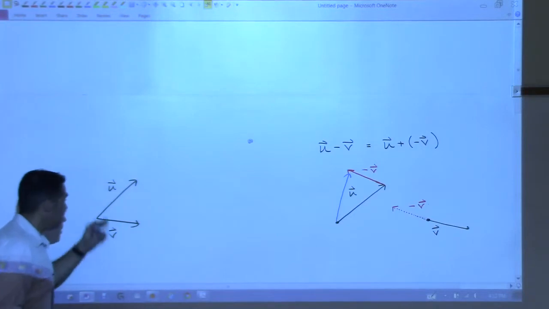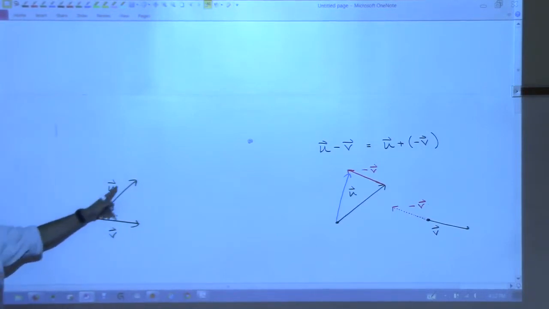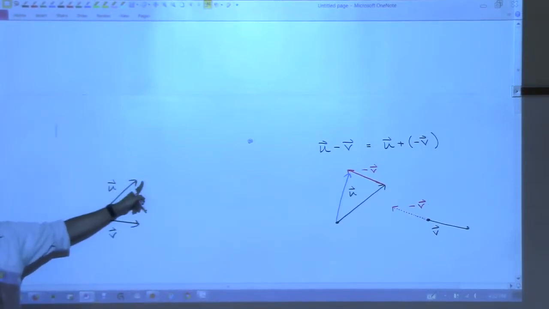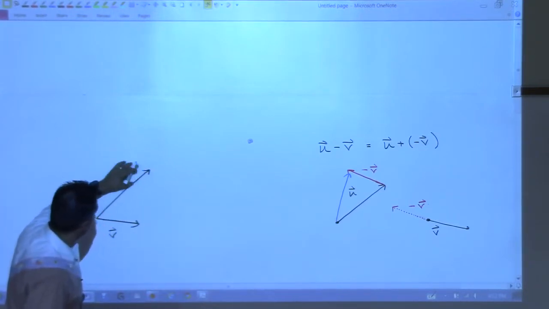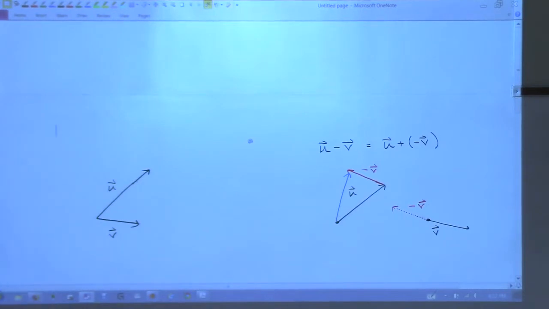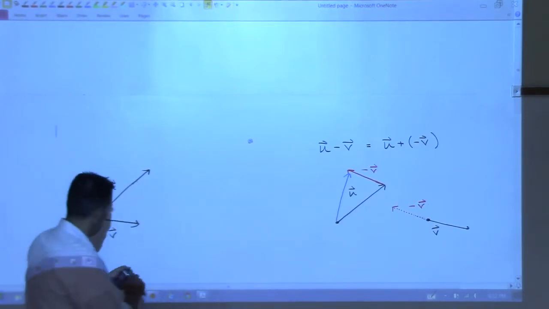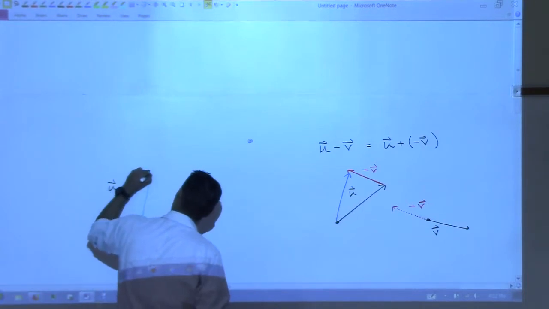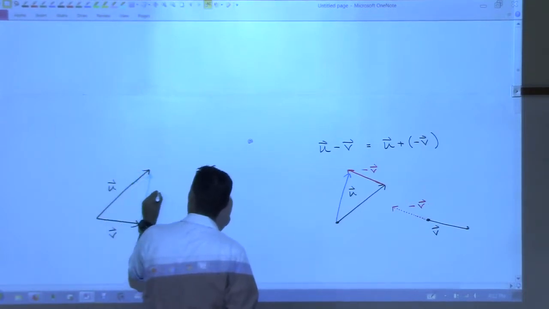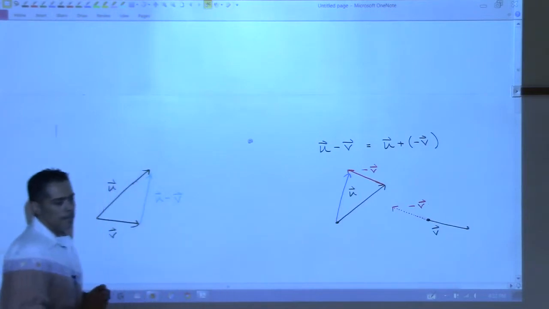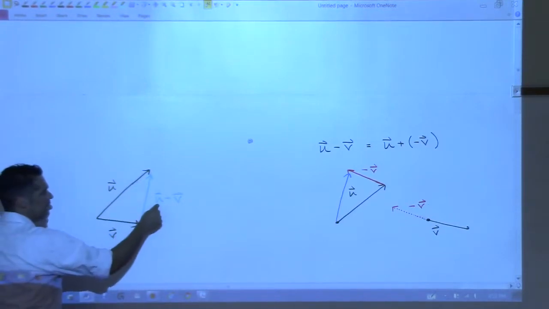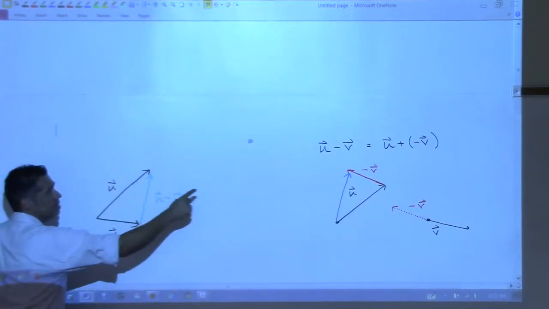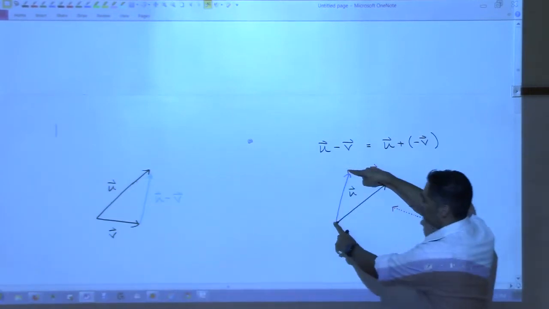Matthew suggested tail to tail, but then the question was, was it the vector from here to here or the vector from here to here? Right? And I didn't quite draw it right. But which vector does it turn out being? V to u. It's this one. That's the vector u minus v. And that works out. This vector right here is the same as this blue vector here.